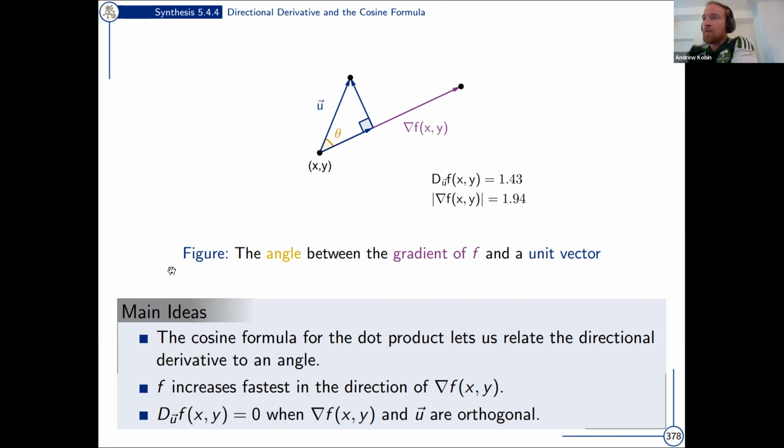So here's just a quick review, since we're learning a lot of topics in this one video. The cosine formula for the dot product allows us to relate directional derivatives to an angle, and using our knowledge of angles and how to maximize and minimize the cosine function, we are able to learn about which directions give you a maximal or minimal rate of increase of your function. And in particular, the function f of xy increases fastest when we travel in the direction of the gradient at that point x comma y. And on the other hand, the rate of change is slowest, or is equal to 0, in fact, when we choose a direction that's orthogonal to the gradient vector.